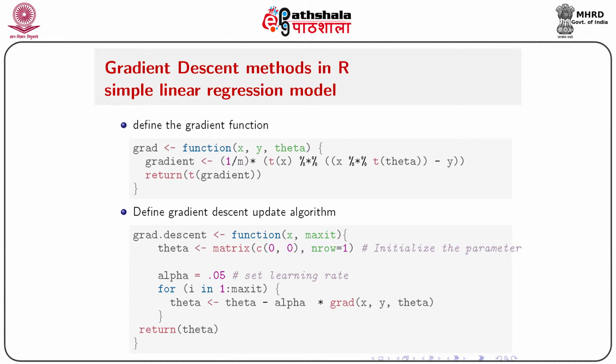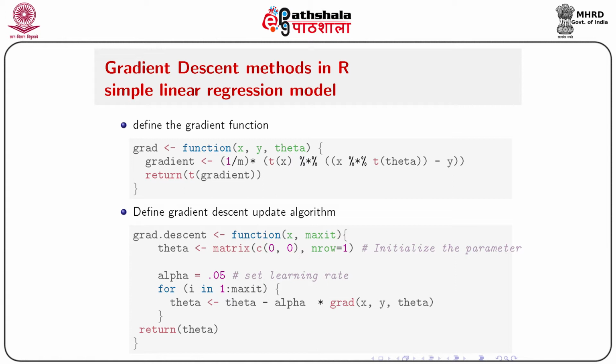equals matrix(0, nrow = 1), the initialization of the parameter, all are 0, theta equals 0 as the initial value, and then alpha I assumed as 0.05, and for i equals 1 to maxit, how many times you will run the iteration, theta equals theta minus alpha into gradient(x, y, theta), and return theta. So this is the gradient descent update algorithm.